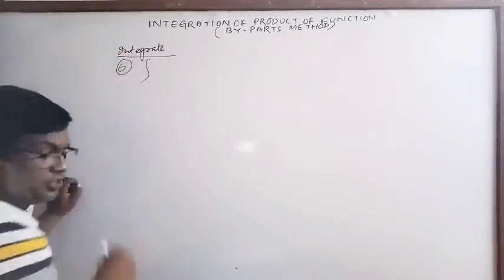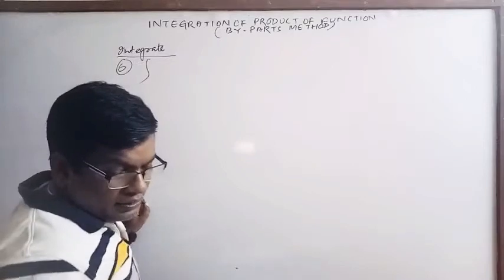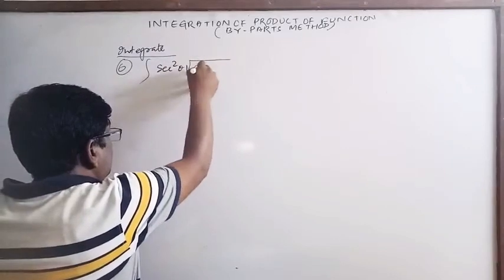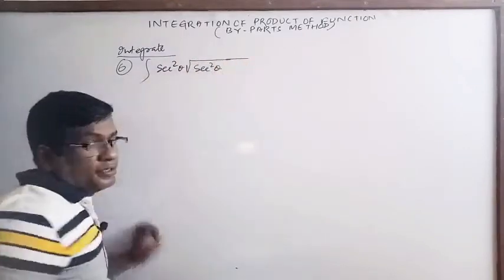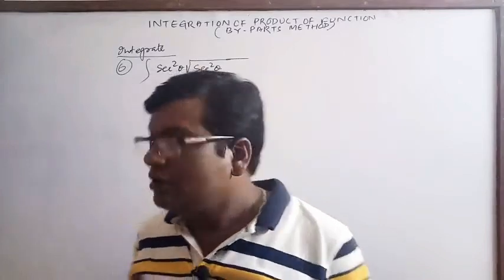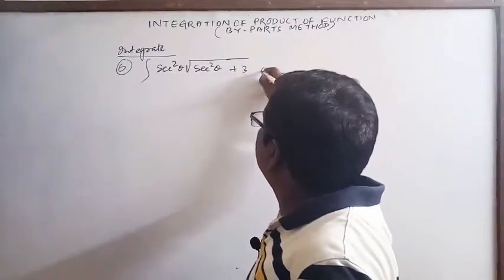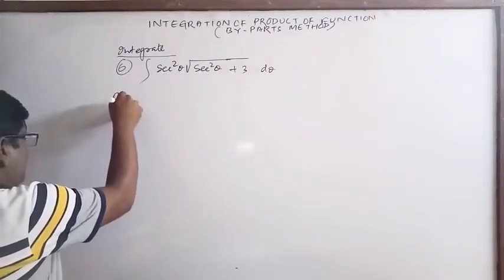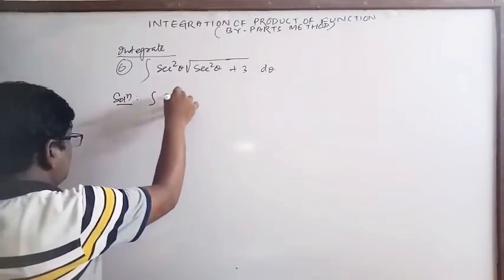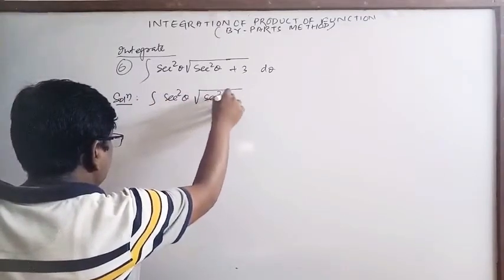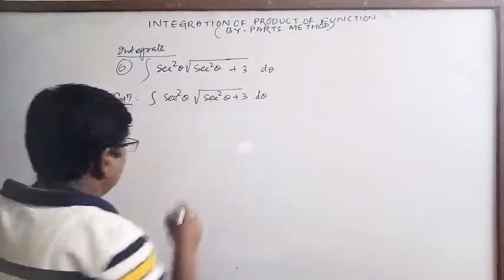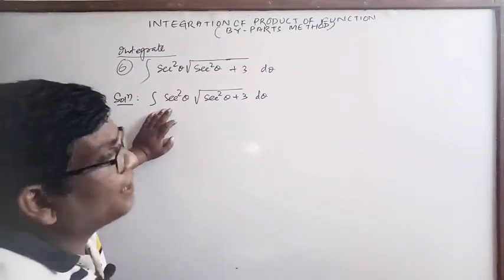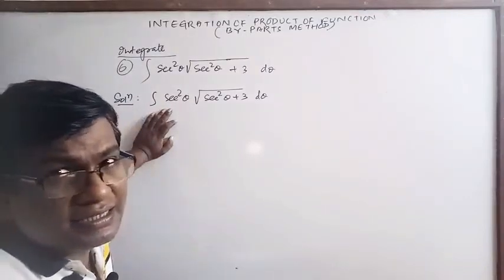Question number 6. Integration of sec square theta root over sec square theta plus 3 d theta. This is the question. So the solution is integration sec square theta root over sec square theta plus 3 d theta. Okay, so whose derivative is sec square theta? Derivative of tan theta is sec square theta.